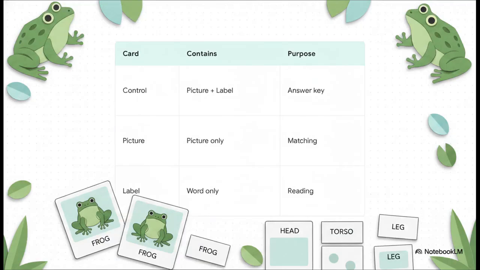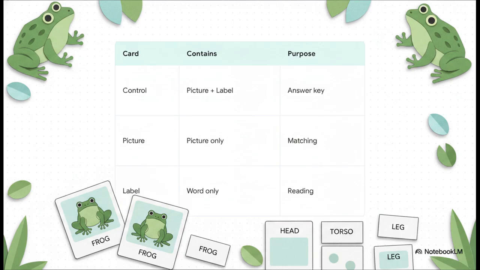To move from the why to the what, let's look at the actual structure, and this brilliantly illustrates how every single topic, let's say the parts of a frog, utilizes three specific components, which of course is why they're called three-part cards. First up, you have the control card. This contains an intact picture of the object with the word printed clearly right underneath it. This acts as that answer key we just talked about.